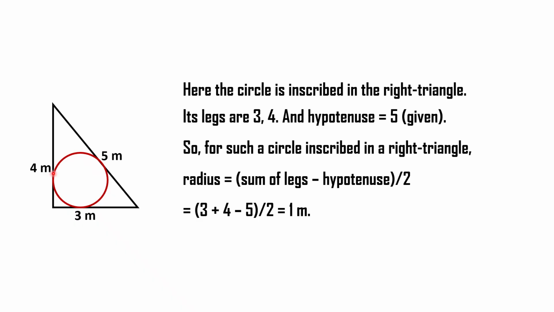When a circle is inscribed in a right angle triangle, the radius will be the sum of the legs minus the hypotenuse, whole divided by 2. So here the radius is 1 meter. Sum of the legs 4 plus 3 minus hypotenuse 5 gives you 2, whole divided by 2, 1 meter. So remember the rule: whenever a circle is inscribed in a right triangle, the radius will be the sum of legs minus hypotenuse, whole by 2.